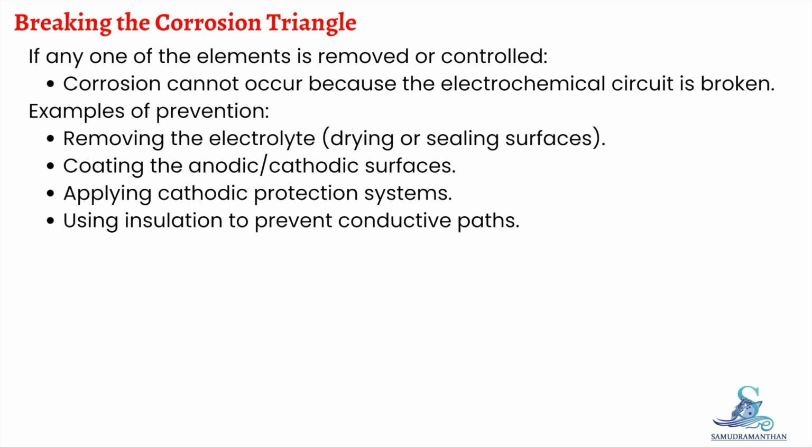If any one of these three components is removed or controlled, corrosion cannot occur because the electrochemical circuit is broken. For example, removing the electrolyte by drying or sealing surfaces, applying coatings to isolate anodic or cathodic areas, using cathodic protection systems, providing insulation to prevent conductive paths. All corrosion prevention methods are essentially aimed at breaking the corrosion triangle.